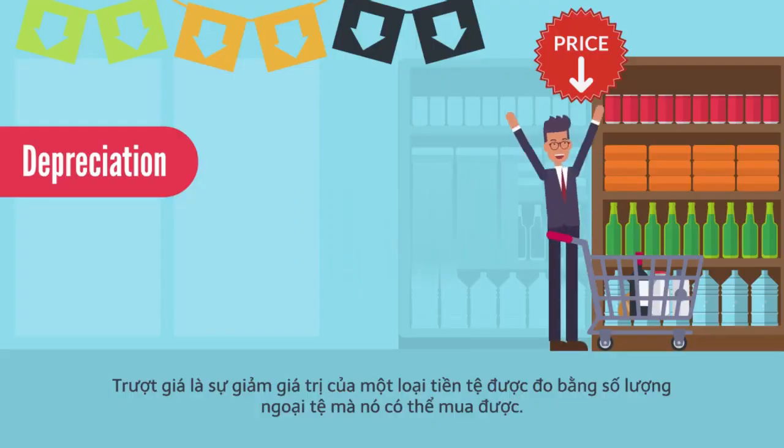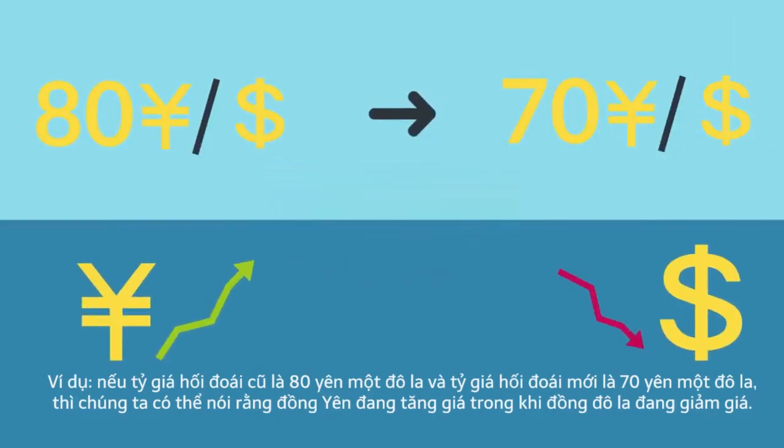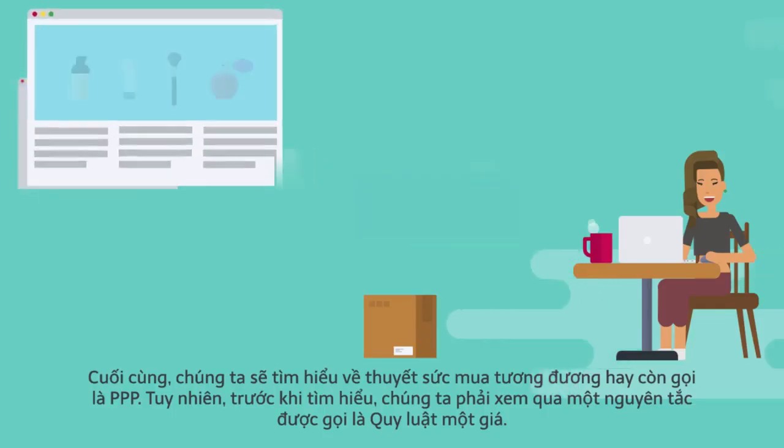Depreciation, also known as weakening, is the decrease in the value of a currency as measured by the amount of foreign currency it can buy. For example, if an old exchange rate is 80 yen per dollar and the new exchange rate is 70 yen per dollar, then we can say that the yen is appreciating while the dollar is depreciating.